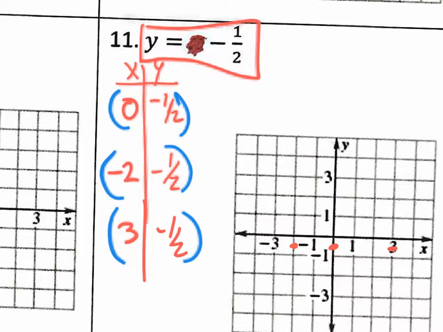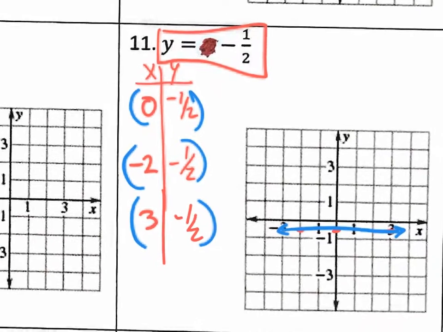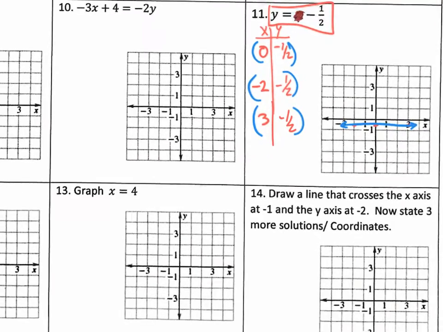Now if you look at those three red dots, it really does produce a horizontal line, completely flat, running left to right through the y value of negative half. We should have remembered that from yesterday. Whenever you have a y equals a number, it's a horizontal line. Whenever you have x equals a number, it's a vertical line.